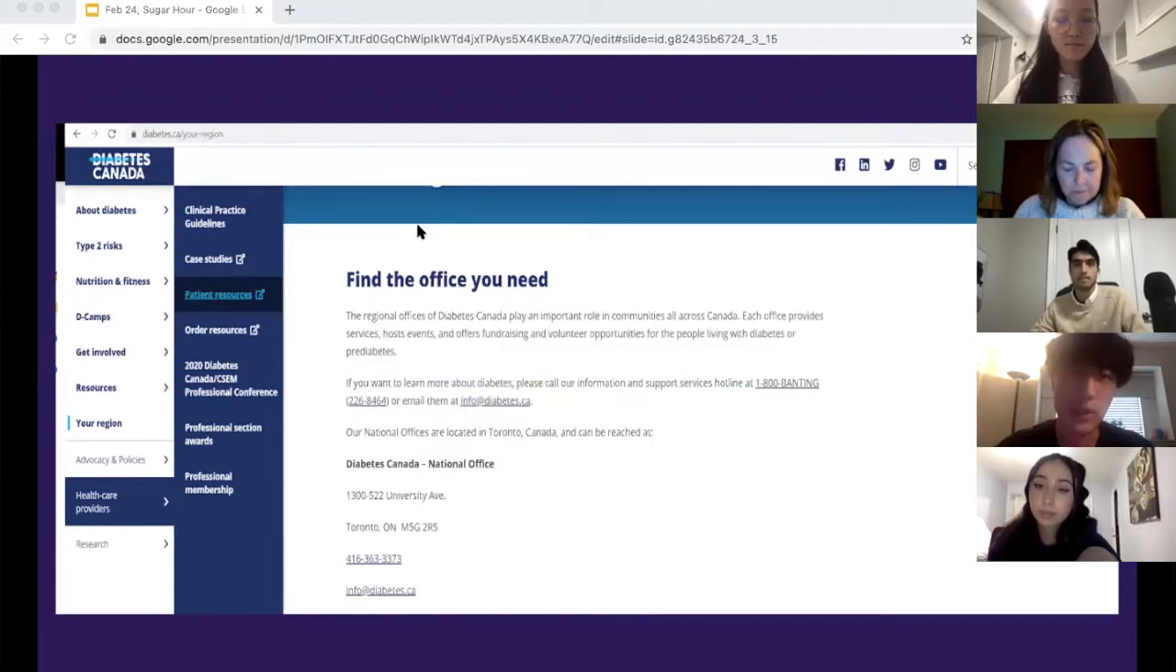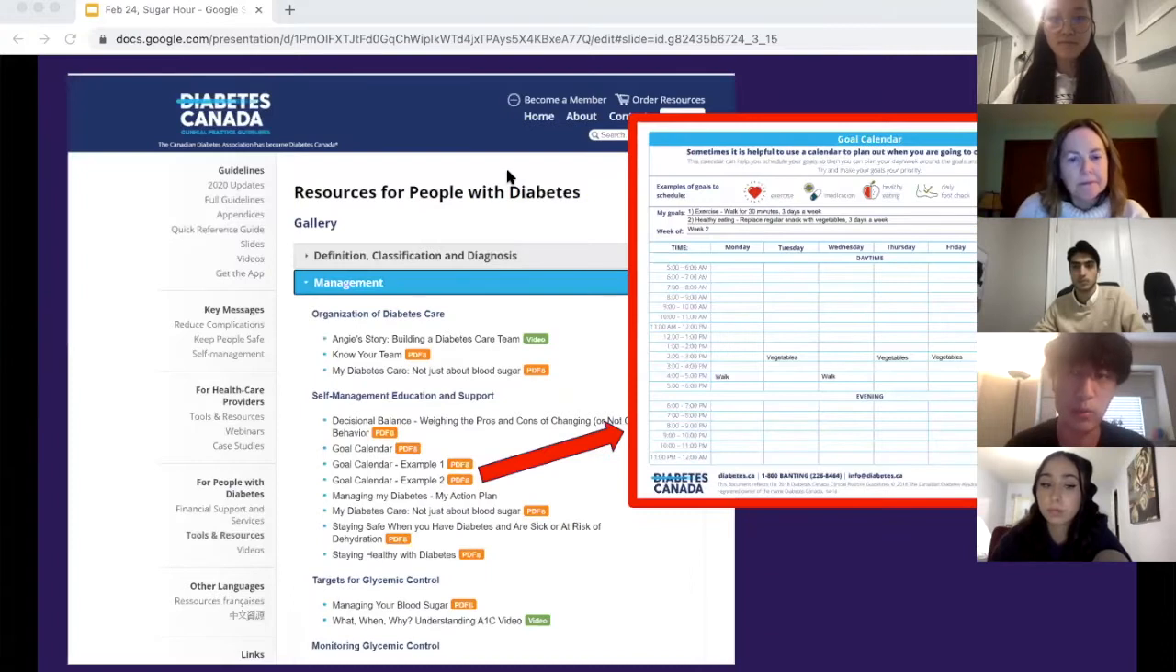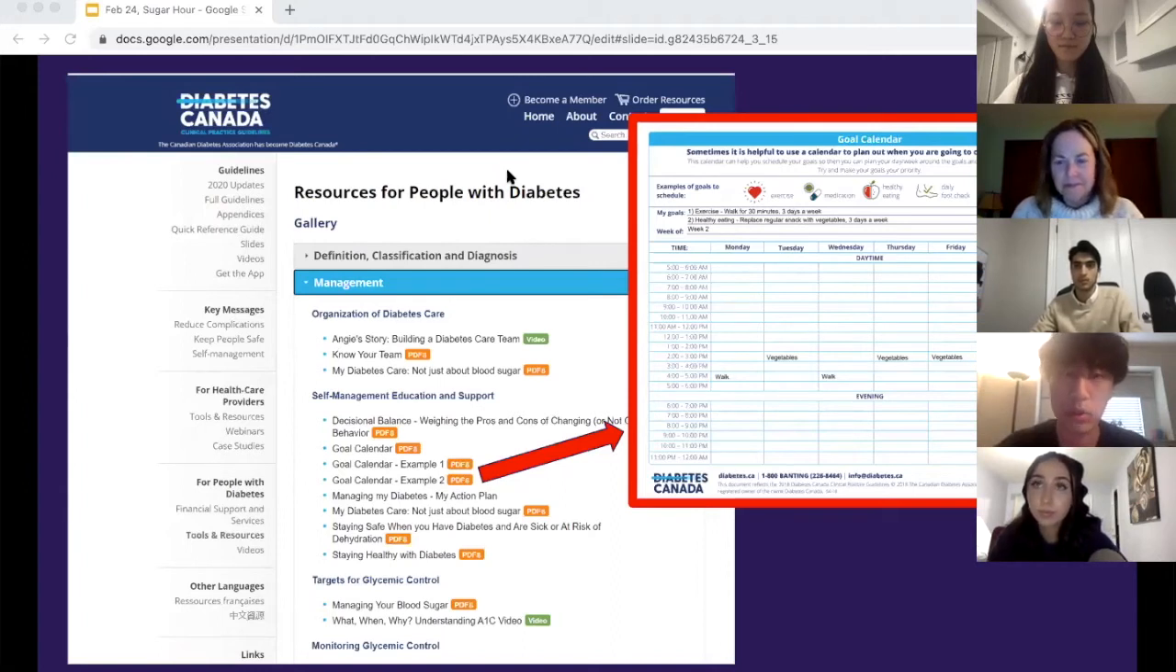And then a final section of the diabetes website is under healthcare providers and patient resources. Once you click on this section of the website, it will bring you to a catalog of different resources. On the next slide, we have a photo of where this will take you. In this web page, there will be a lot of links to resources that you can use to help achieve the goals and address the issues that we'll be covering today. For example, here, there's a goal calendar, a tool that you could use to help with dealing with some issues that come with diabetes.